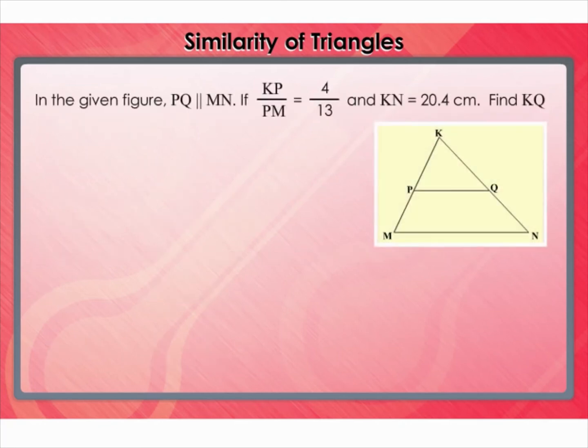Let's take some examples to illustrate the use of the above theorems. In the given figure, PQ is parallel to MN. If KP by PM is equal to 4 by 13 and KN is equal to 20.4 centimeters, find KQ.